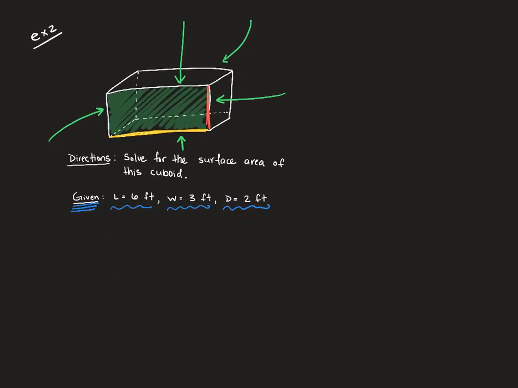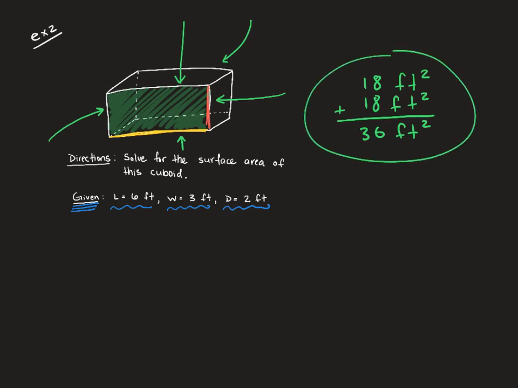So I'm going to go ahead and, just to save a little time, do this with you. We did the front face, which is 6 times 3, which is 18 feet squared. And we're going to do that plus 2 because there's a front and a back, and that's going to give us 36, and we're adding, right? So it's still feet squared. Okay, so we got that. That's the front and the back.